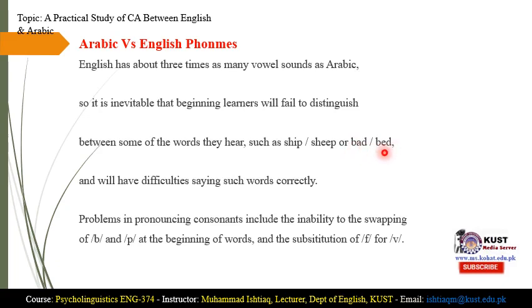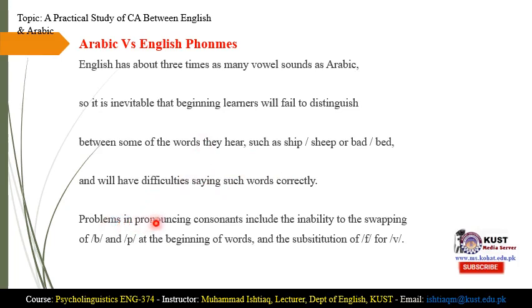So definitely Arabic speakers don't have that much fine-tuned ear to distinguish such very subtle vowel sounds in English, and they will have difficulty saying such words correctly, especially those having a little bit of difference in their vowel. They will have problems in the correct pronunciation of such words. Not only vowel phonemes, they will also have problems with consonant phonemes.